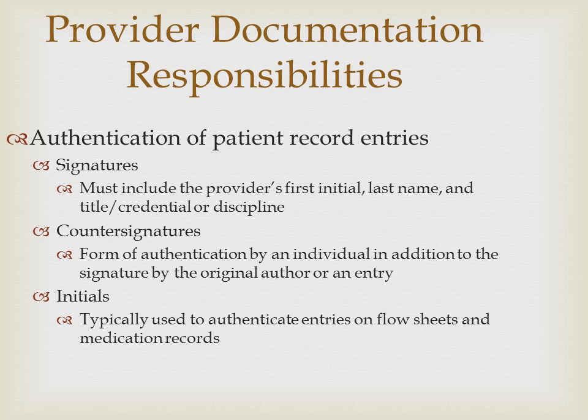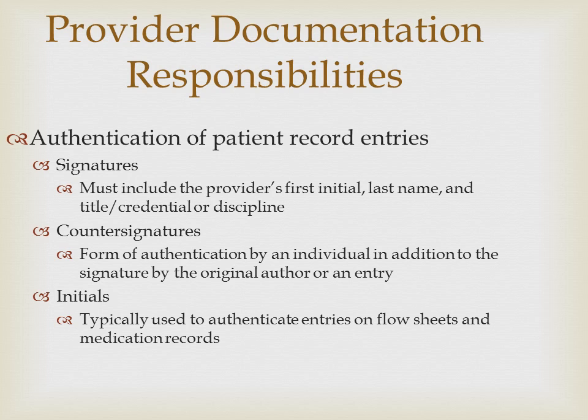Okay, so there are pretty much 3 ways in which authentication of patient records can occur. The first way is signatures. Counter signatures, initials, and then some other ways would be fax signatures, electronic signatures, or computer key signatures, and then signature stamps. So let's kind of go through and talk about each one.